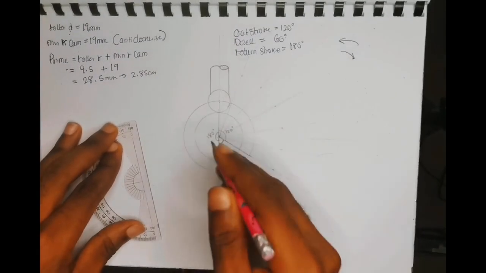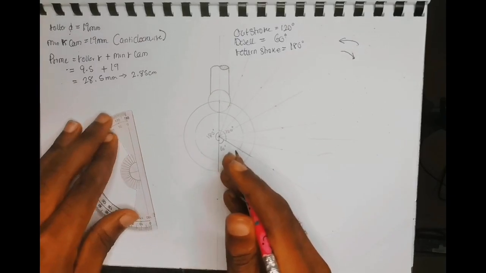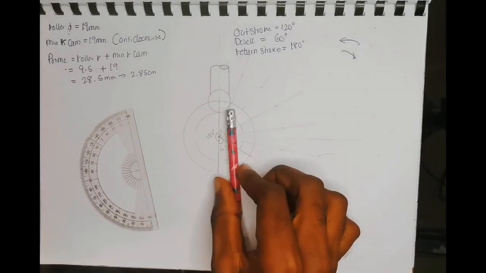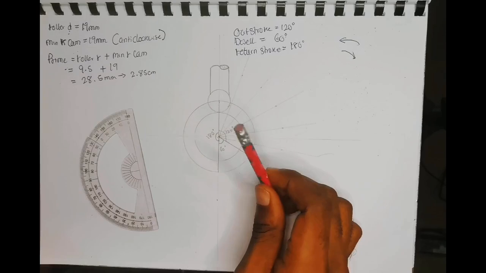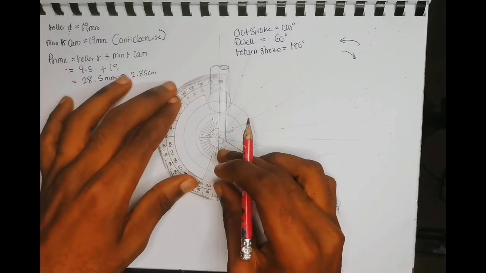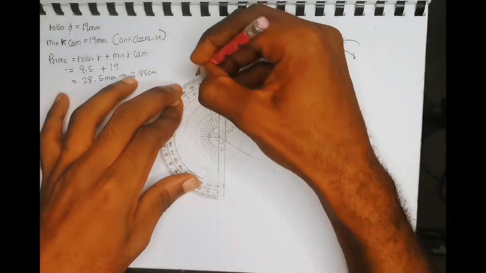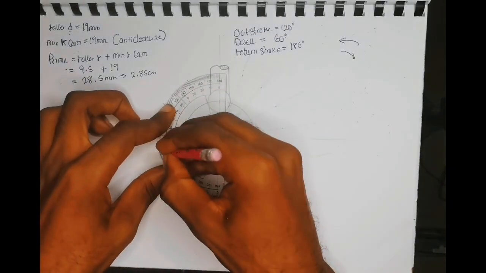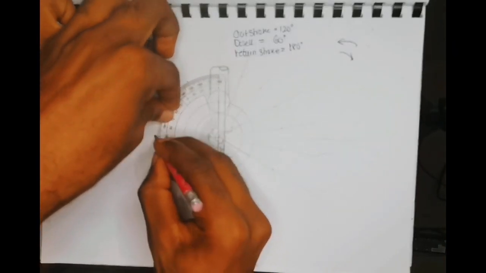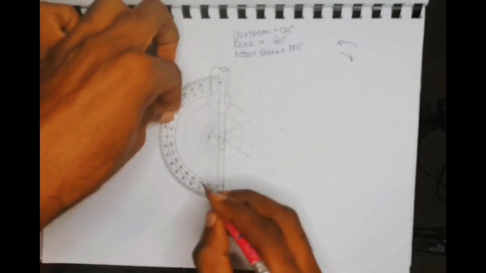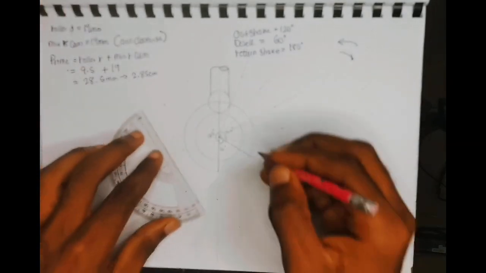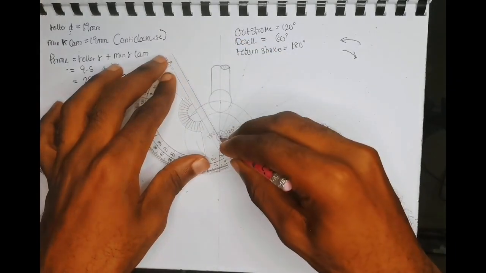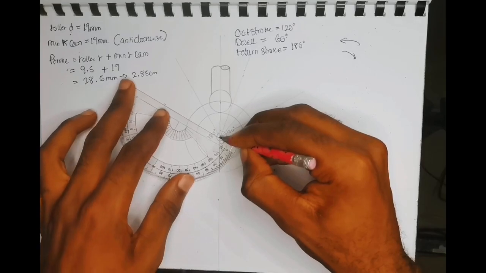We divide the return stroke into 6 equal parts. 180 divided by 6 is 30. So divide into 6 equal parts, 30 degrees each. Then take a stroke outwards from the points we measured.